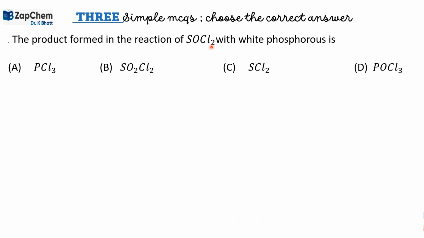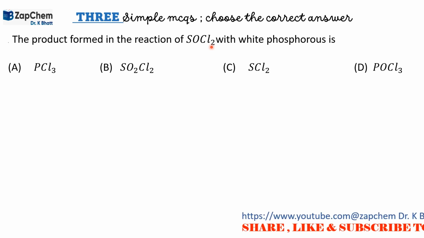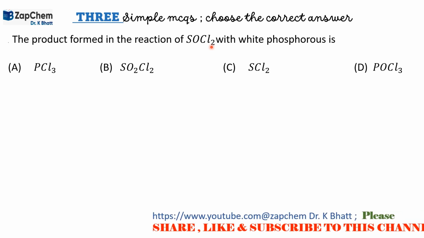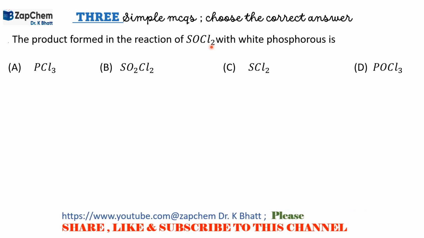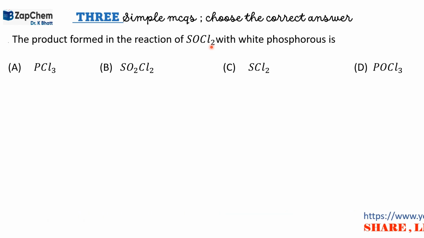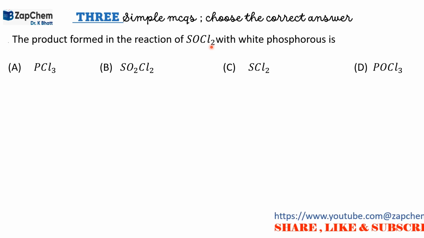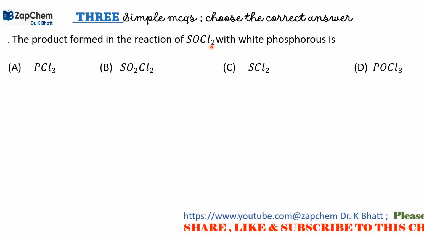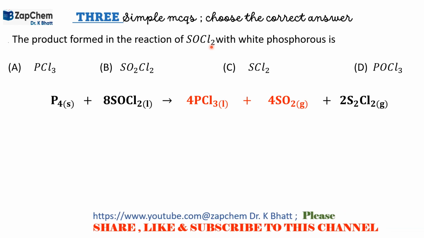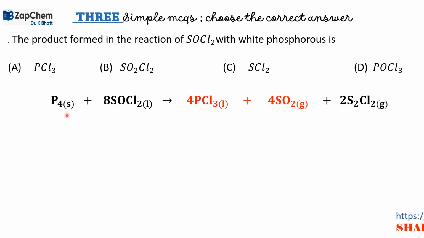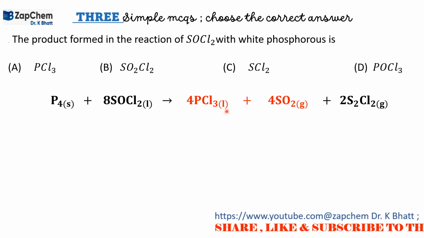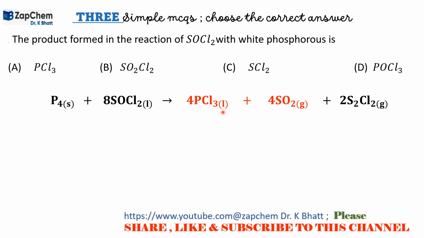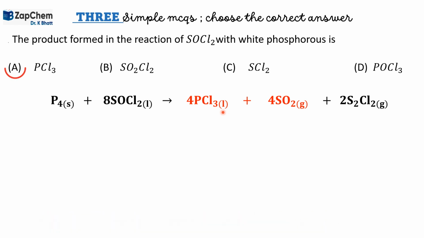Now, we know that white phosphorus is quite reactive phosphorus. It is an allotropic form of phosphorus which has a tetrahedral structure in the solid state, having four lone pairs of electrons, and therefore is quite reactive. And we need to write the reaction of white phosphorus in the solid state with thionyl chloride forms PCl3, that is phosphorus trichloride, in the liquid state. So the correct answer is option A here.